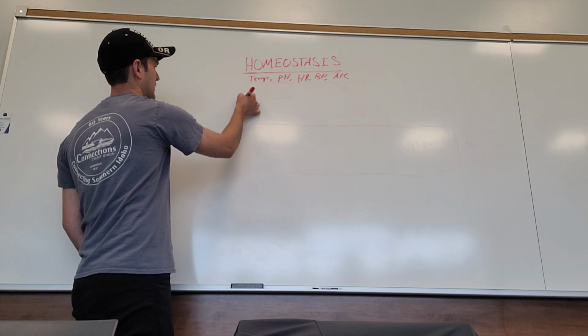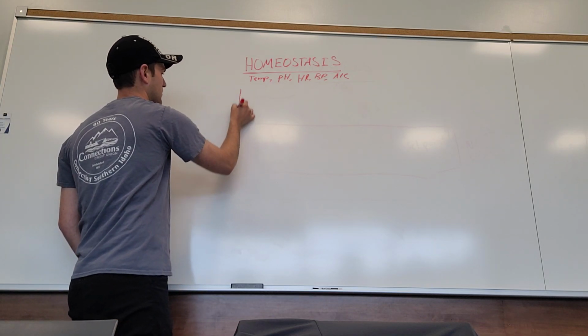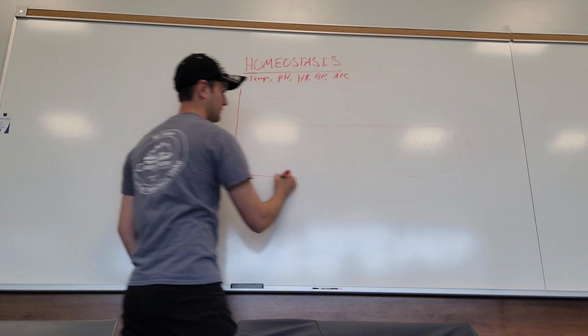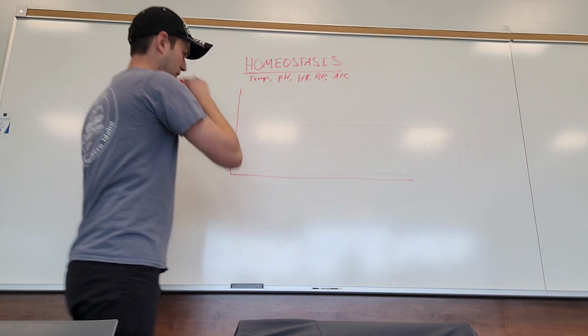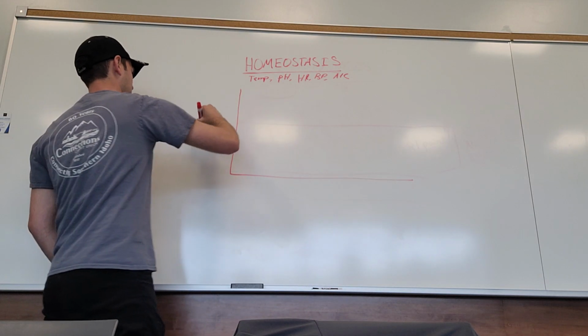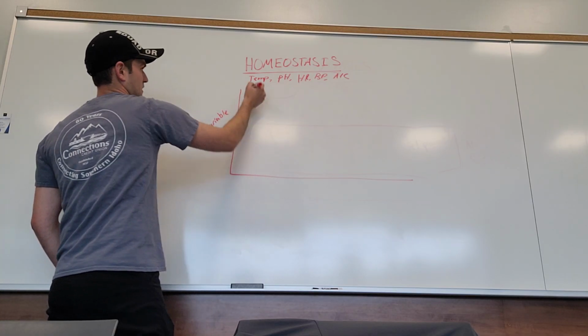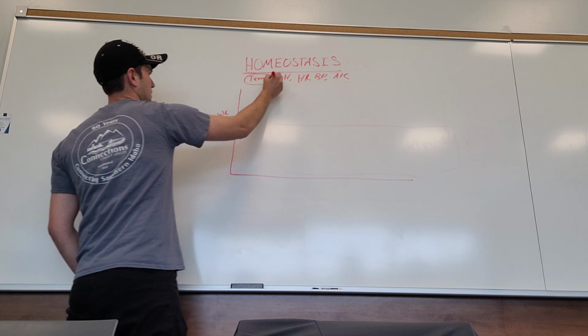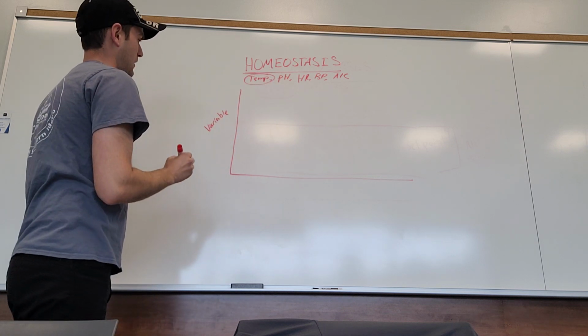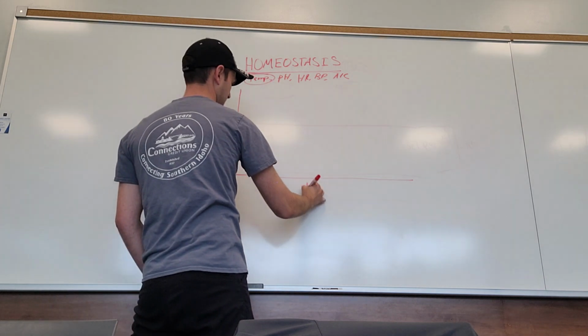So let's see. We'll do our graph first. So I have our graph. On our y-axis, this is going to be our variable, essentially one of these things. Let's use body temperature for this example. So I have our variable, and our x-axis is going to be time.